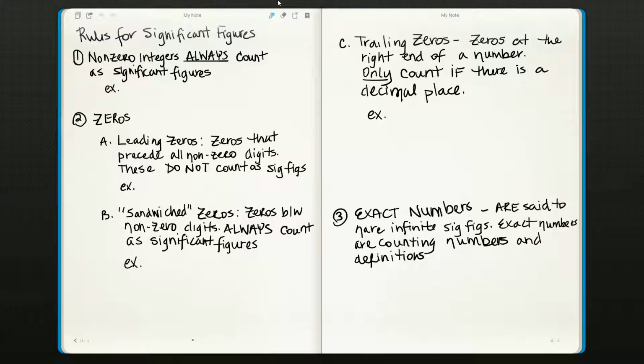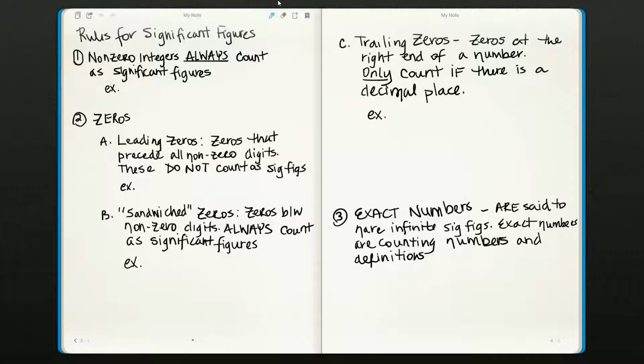Okay, so the next video is on rules for significant figures. We talked about this a little bit in lab, and now this is basically a repeat of what you guys learned in lab, but there'll be more examples, so hopefully you can get the rules for sig figs down.